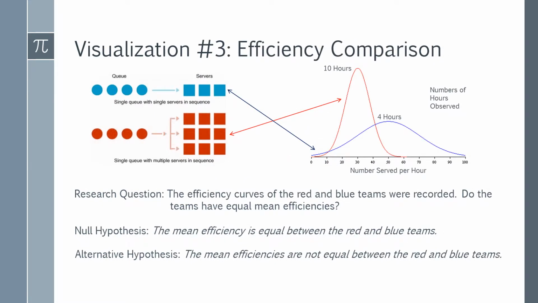In Visualization 3, you will see an example of efficiency comparison. Here, the null hypothesis was the mean efficiency is equal between the red and blue teams, and the alternative hypothesis was the mean efficiency are not equal between the red and blue teams.